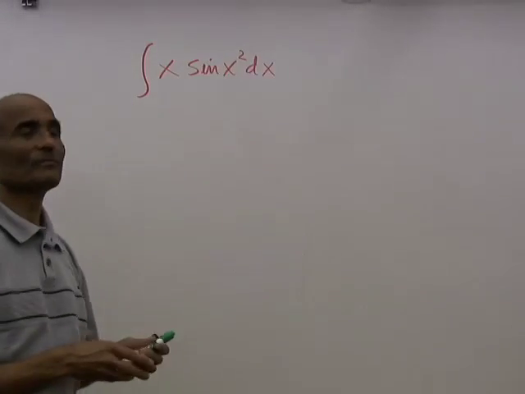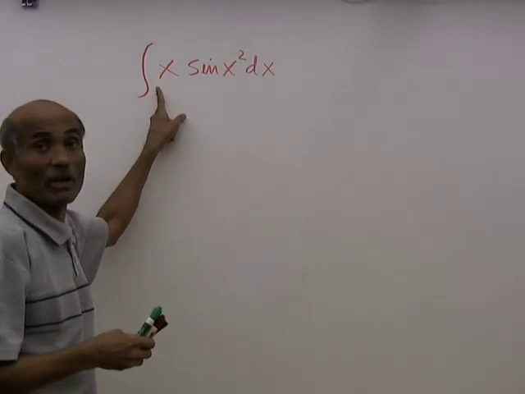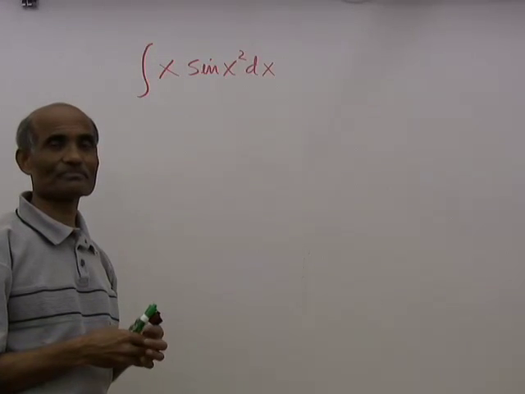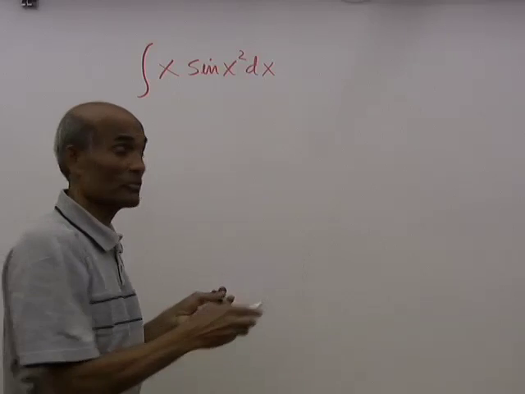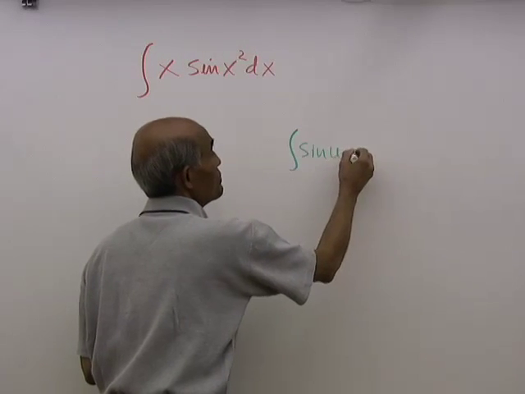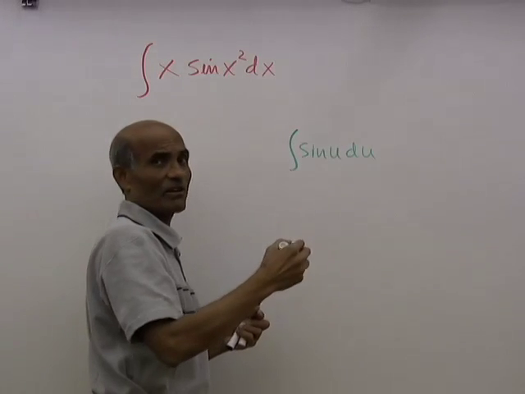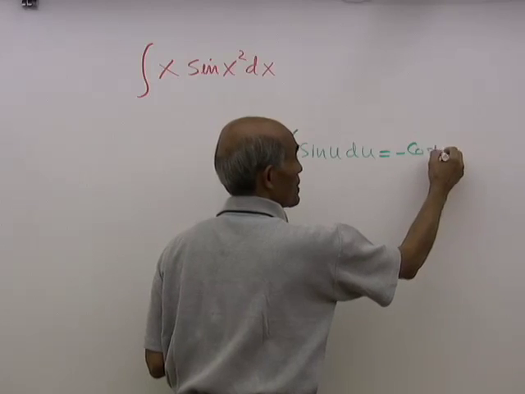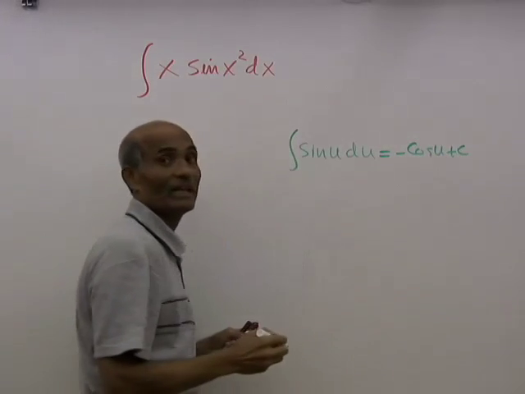How about this? Integral x sine x squared dx. Well, you know how to integrate this. Integral of sine u du. What's integral of sine u du? It's negative cos u plus c.